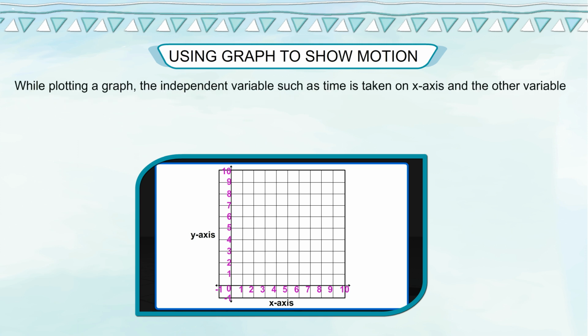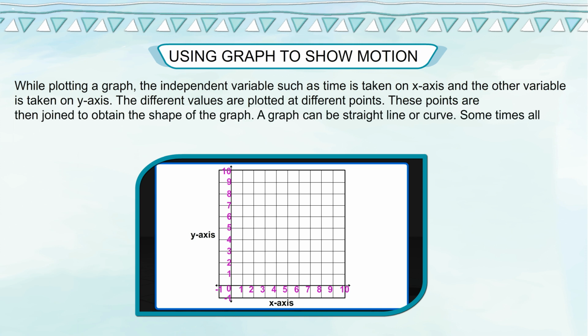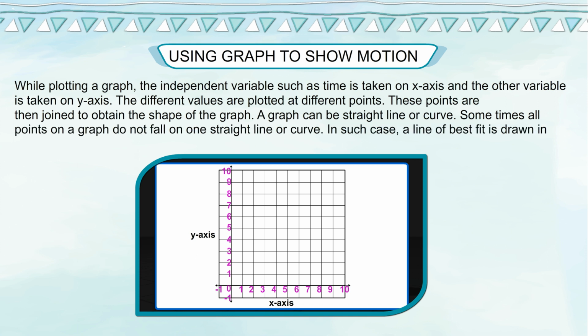the data. While plotting a graph, the independent variable such as time is taken on x-axis and the other variable is taken on y-axis. The different values are plotted at different points. These points are then joined to obtain the shape of the graph. A graph can be straight line or curve. Sometimes all points on a graph do not fall on one straight line or curve. In such case, a line of best fit is drawn in such a way that equal number of points are above and below the line.